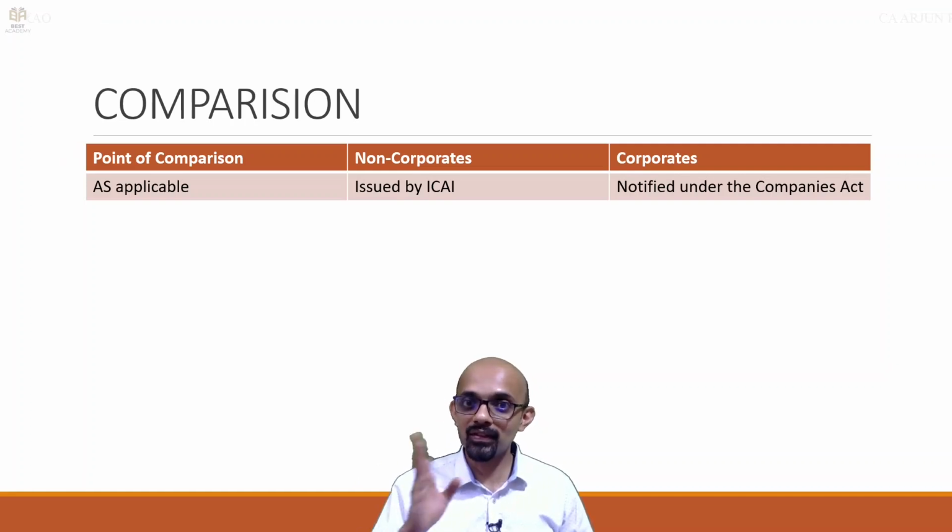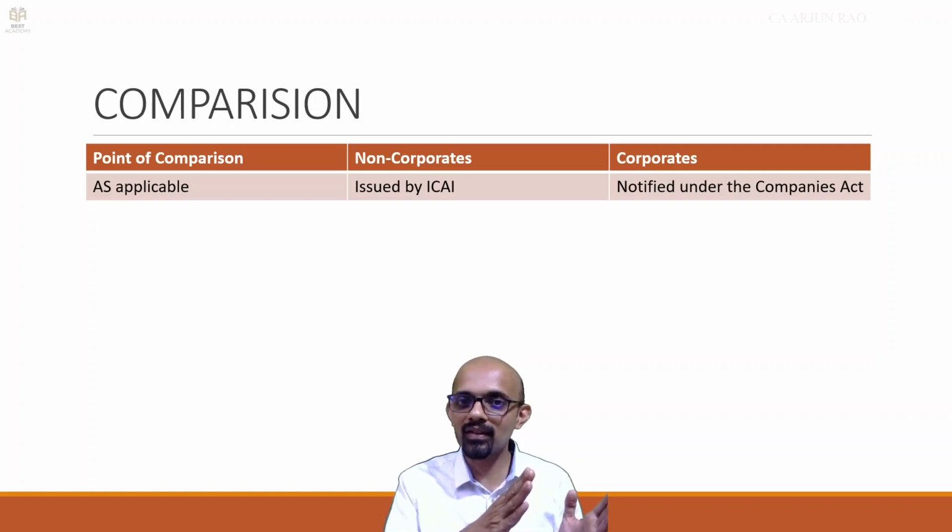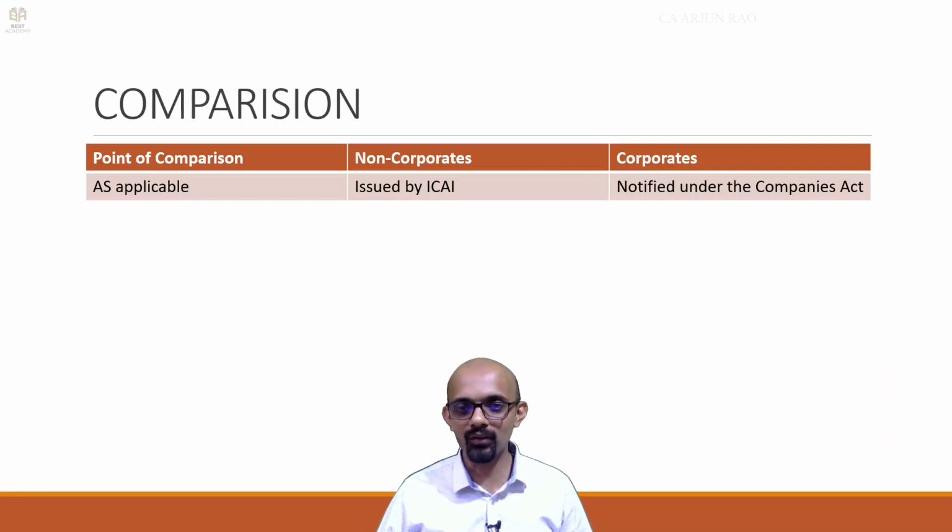In 2006, when the Companies Accounting Standard Rules 2006 were notified, essentially what happened was the standards issued by ICAI were slightly modified and notified under the Companies Act, later replaced by the Companies Accounting Standard Rules 2021, right? So it's essentially the same. But because they were issued at different points in time, the way they were issued, and later some standards were withdrawn, there is a difference. We will see that shortly.